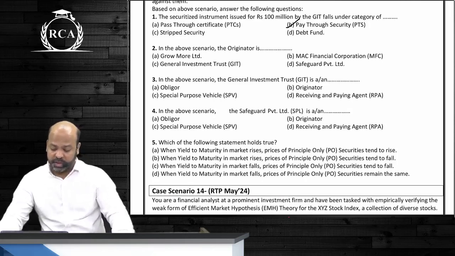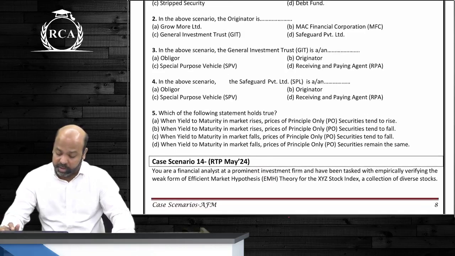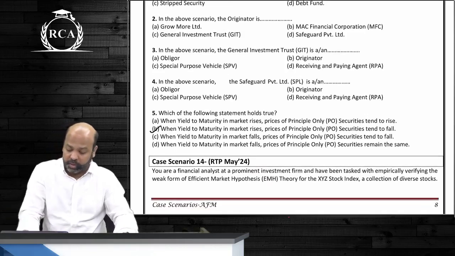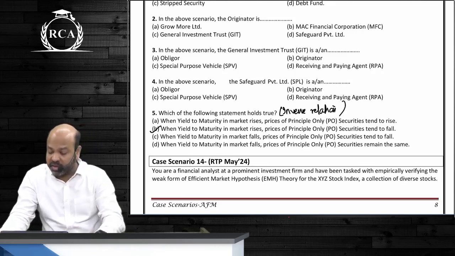Which of the following statements holds true? When yield to maturity in the market rises, prices also will rise. What is the relation between prevailing interest rates and the price of a bond? Inverse relationship. Which option has inverse? Option B. Write there: inverse relation.